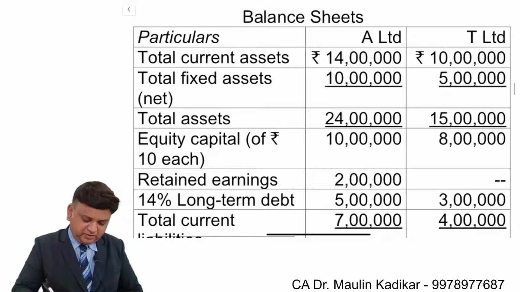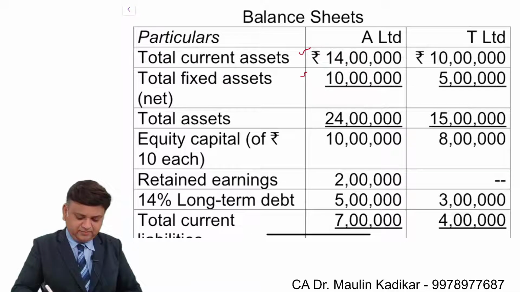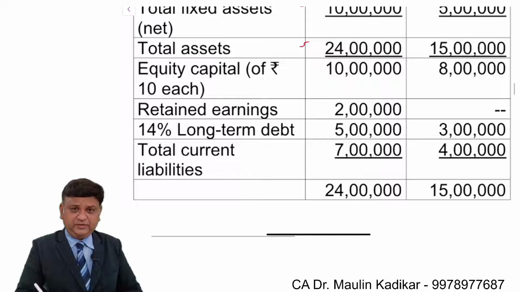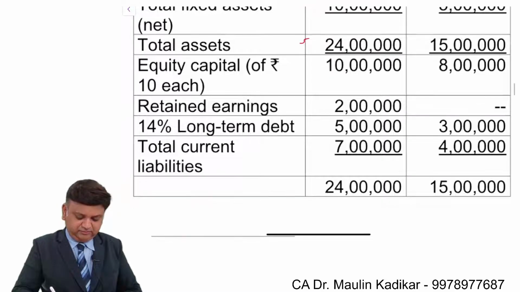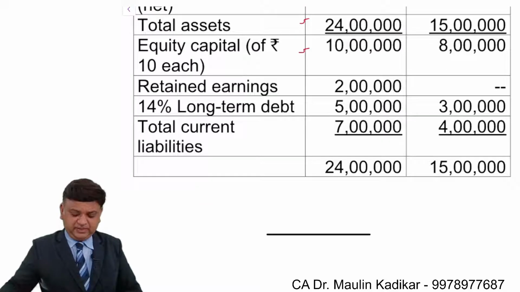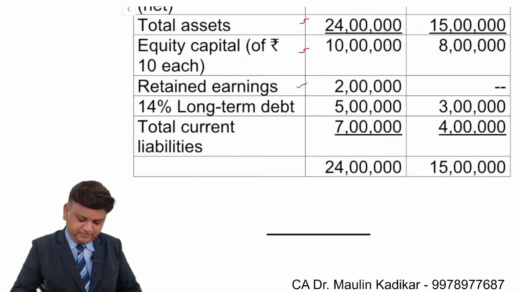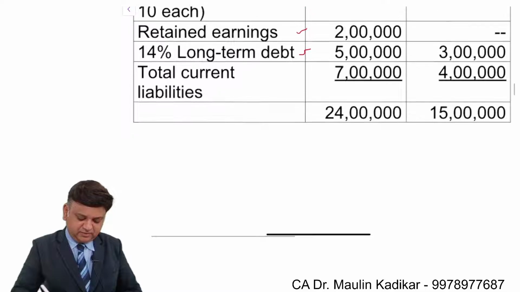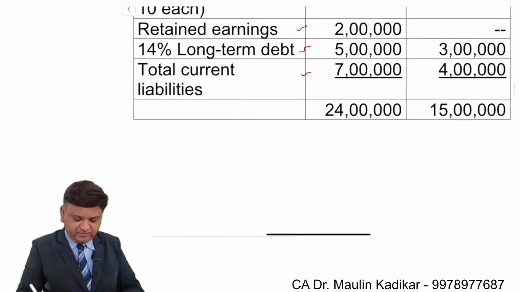Information is provided about the current assets and fixed assets. The total of both of them is total assets. Equity share capital is given. Retained earnings, that is reserves and surplus, is given. Long term debt is given, and total current liabilities have been given to us.